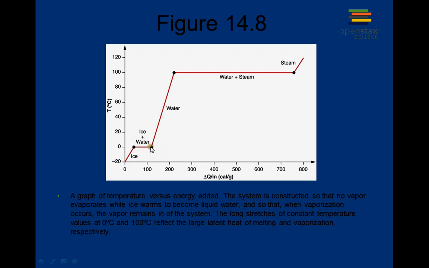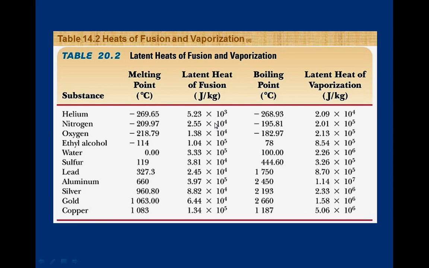Once all of the ice melts, I have liquid water and I add heat, and the water gets warmer and warmer and warmer until I reach its boiling point. Then I have water and steam together at 100 degrees Celsius. As I keep adding heat, I turn all of the water into steam. Then I have hot steam. I keep adding heat and the steam gets warmer and warmer. So that's what happens as we add energy.